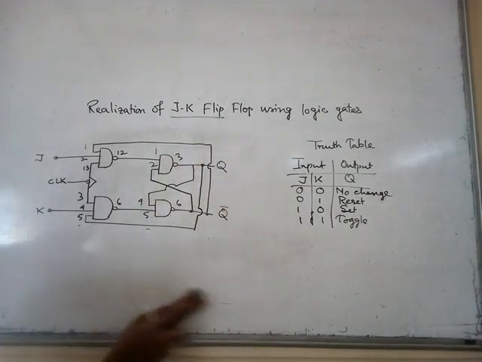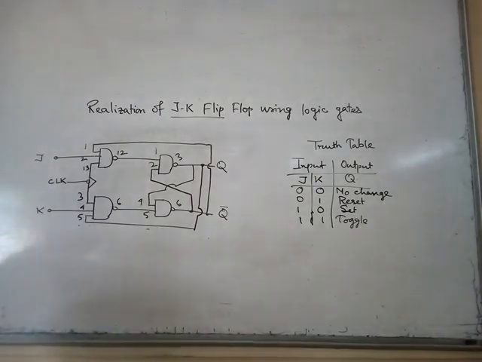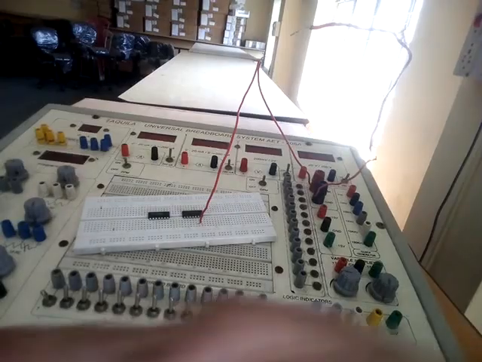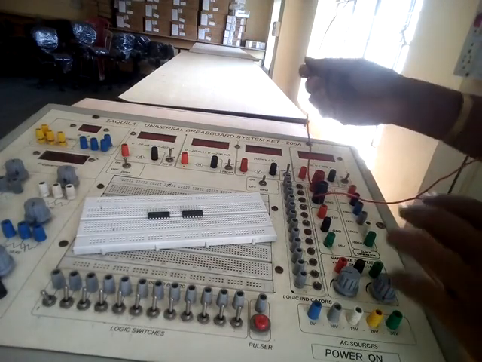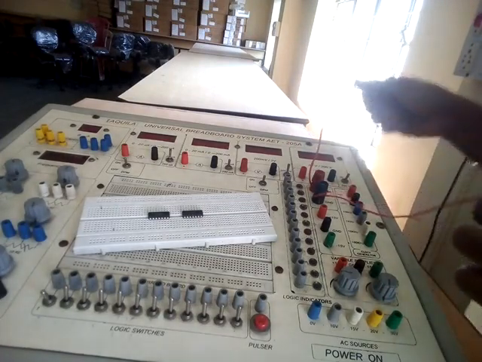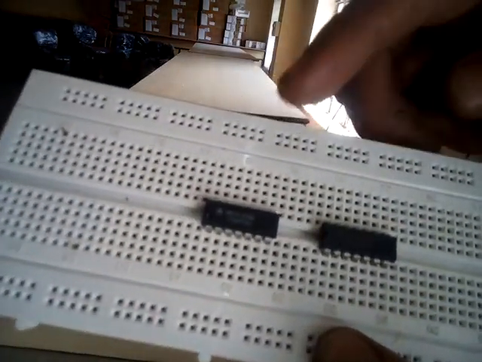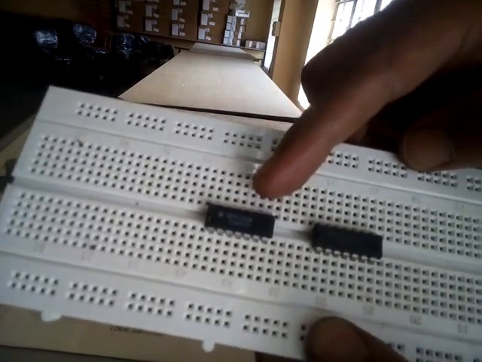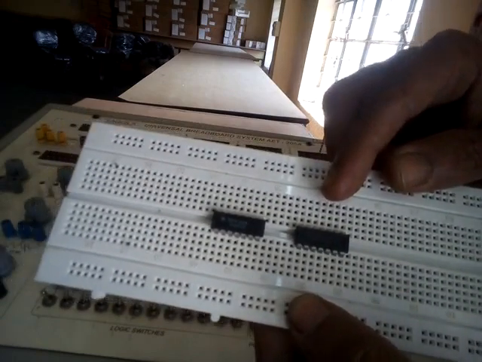So finally, we get the circuit diagram with the pin numbers of the gates. Now we see the output in the analog and digital trainer kit. Now you can see the kit. It is the plus 5 volt and it is for ground. There are two ICs. This is 7410, that is 3 input NAND, and this is 7400, that is 2 input NAND.